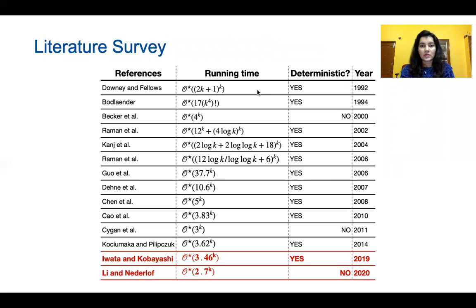So the first FPT results had a running time of the type order k to the power k. We are talking about deterministic algorithms, and this was later improved. The base was improved to finally some constant, the first one being 37.7, which was very recently improved to 3.46. Talking about randomized algorithms, the first one was given in 2000, which had a running time of order 4 to the power k. And the most recent result, which was this year itself, is order 2.7 to the power k.